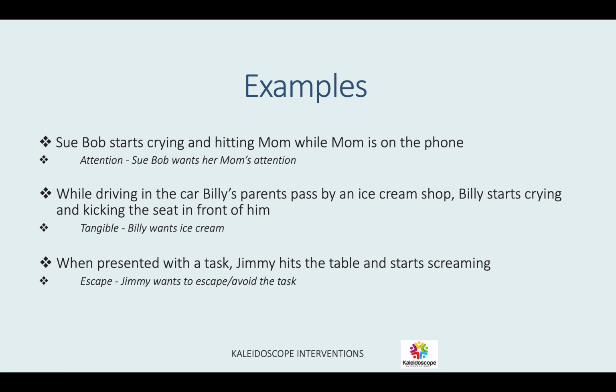All right, let's look at another one. So, when presented with a task, Jimmy hits the table and starts screaming. What do you think the function of Jimmy's hitting the table and screaming behavior is? Well, if you said avoidance or to get away from something, you are correct. Jimmy hit the table and started screaming to avoid the task that was presented. Jimmy is likely doing this because in the past, when he hit the table and screamed, the task was delayed or even taken away altogether.